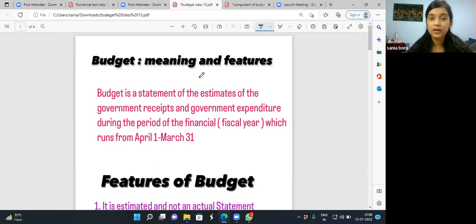Similarly, a country is always run by a government. A government rules a country, right? It runs a country, so it also prepares a budget, which is known as the government budget. So what is a budget? A budget is basically a statement of the estimates.